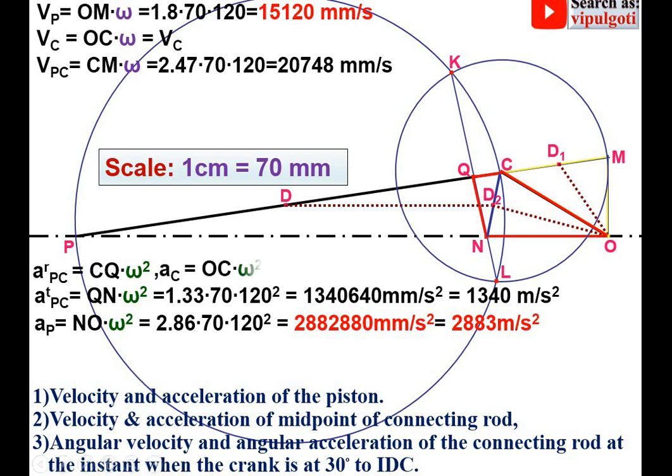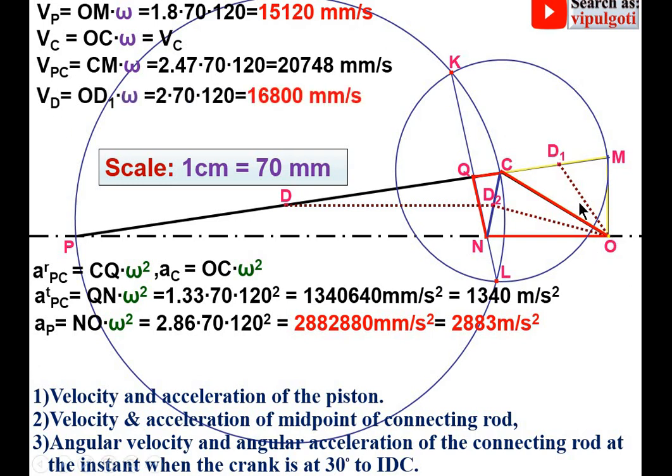Next, if I want to find the acceleration of the crank, then the OC vector represents the acceleration of the crank. So keep in mind a very interesting point: OC is the common vector for the velocity diagram as well as the acceleration diagram. So OC represents the velocity of the crank as well as the acceleration of the crank. But the difference is what? Here it is multiplied by omega, whereas in case of acceleration it is multiplied by omega square.